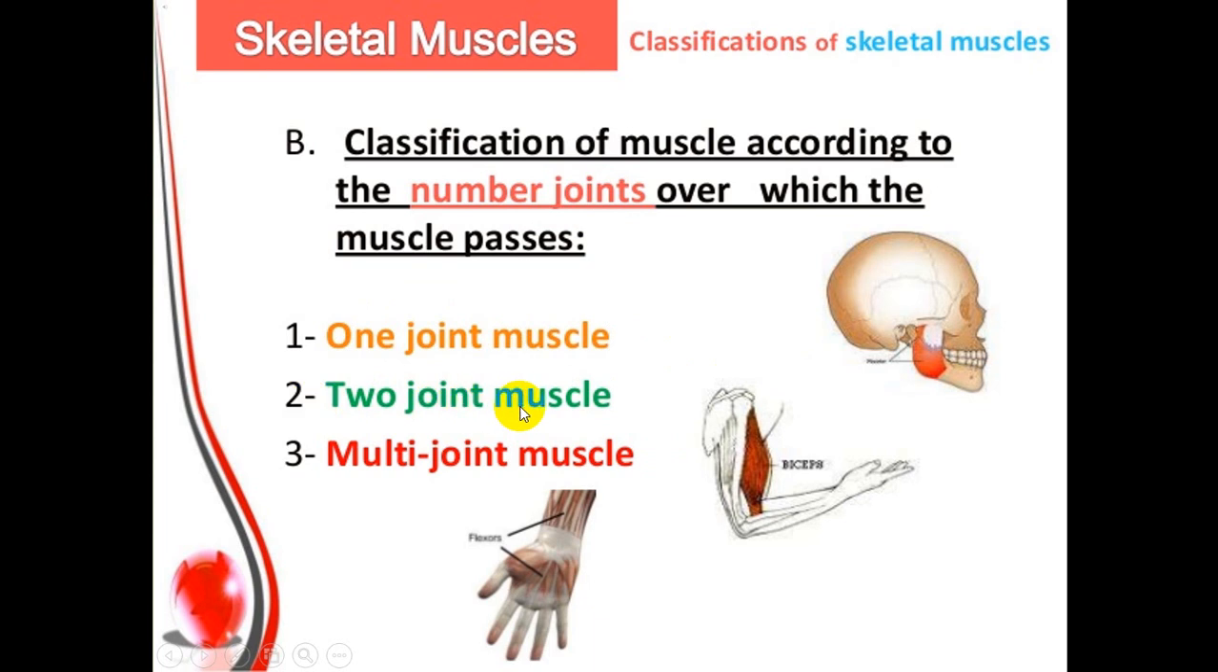For example, rectus femoris in the lower limb crosses two joints, sartorius crosses two joints. Then the long digit muscles, flexor digitorum longus and extensor digitorum, cross many joints. The main action is on the joint which is closer to the insertion, but they act as synergist or accessory muscles for the other joints.